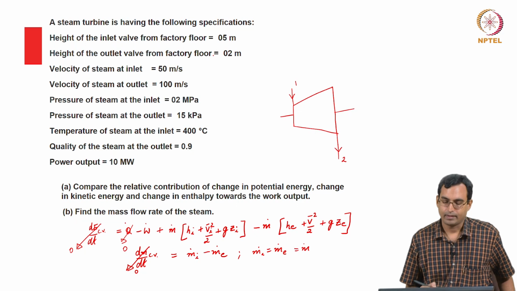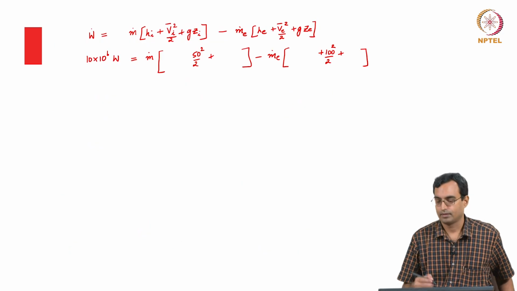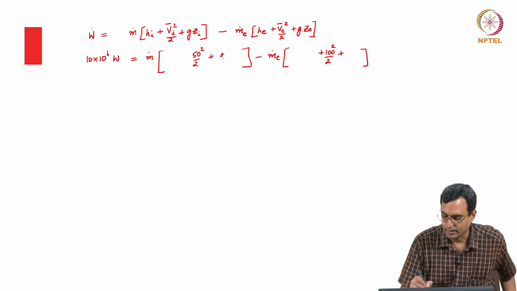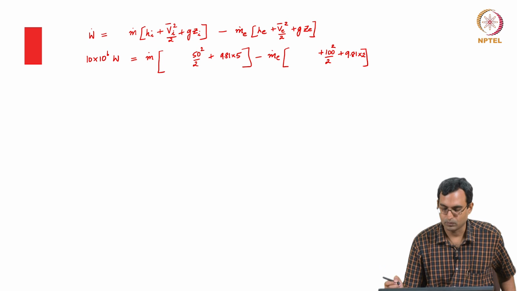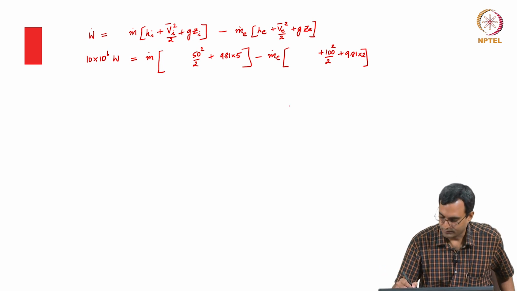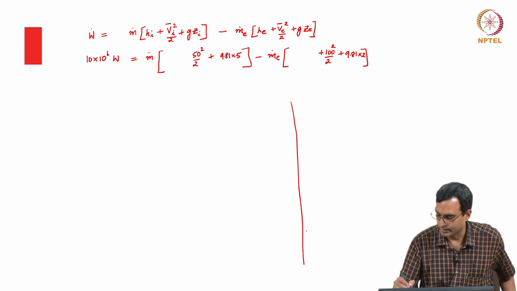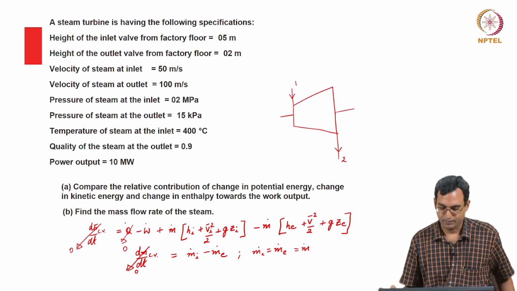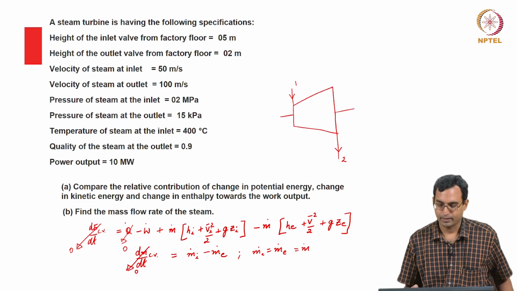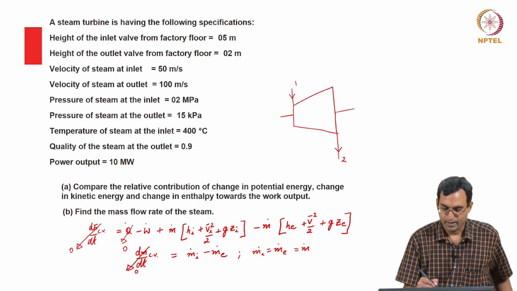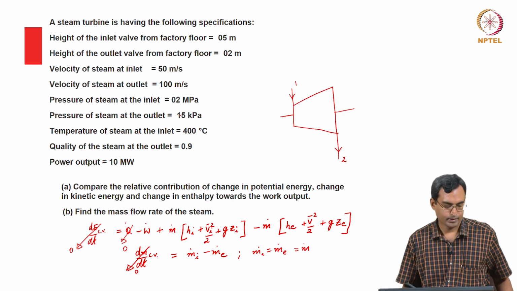The height at the inlet is 5 meters. At the outlet is 2 meters. So this is 9.81 into 5. It's 9.81 into 2. So I need to find out enthalpies. Let me just tabulate the information I have. At the inlet, I have 2 megapascal and 400 degrees centigrade. At the outlet, I have 15 kilopascal and 0.9 quality.